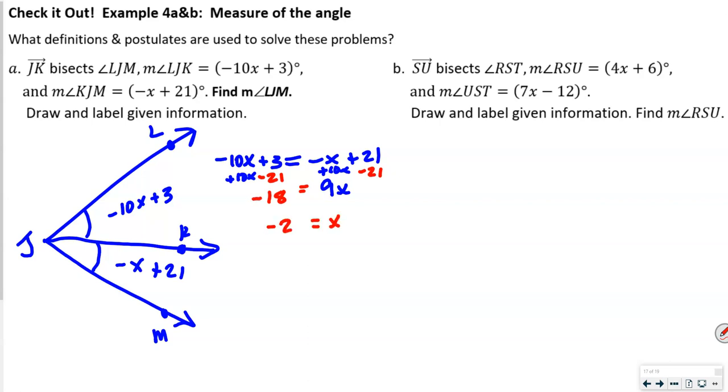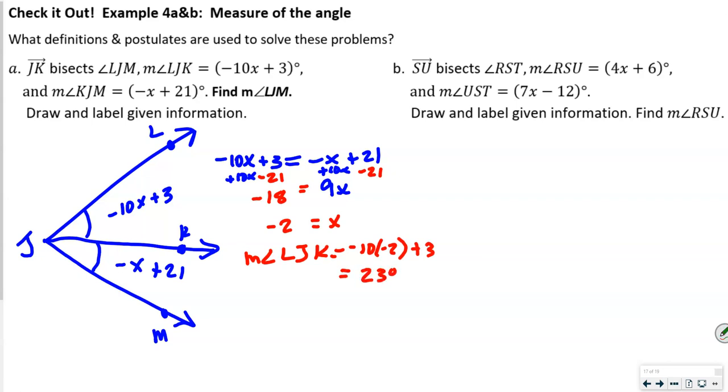Now don't let that trip you up because notice that we have a negative 10. So when we're looking for LJM, M is the whole big angle, right? What we're going to do is find each of these, and I'm going to find both of them because I can check my answer that way. So when I'm finding the measure of angle LJK, that's going to be negative 10 times negative 2 plus 3. That's going to be 20 plus 3, so that's 23, okay?